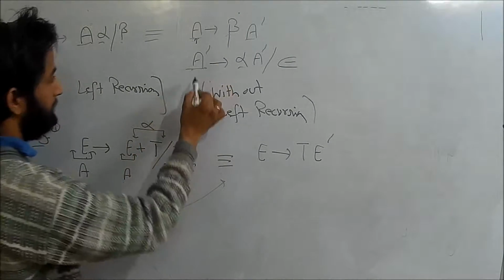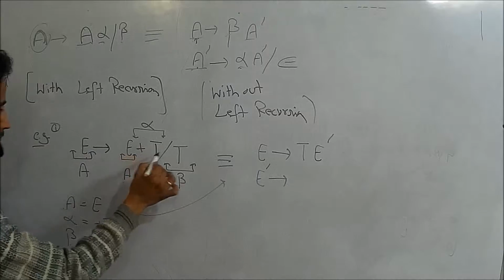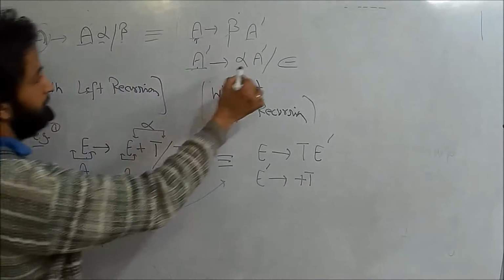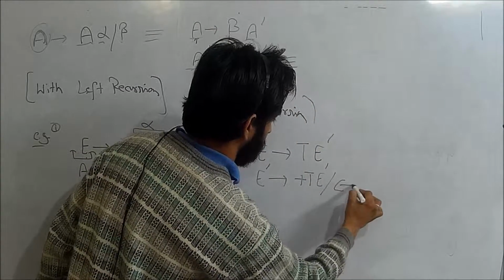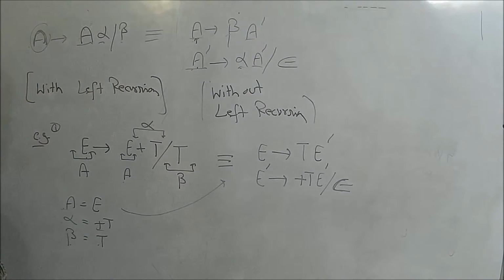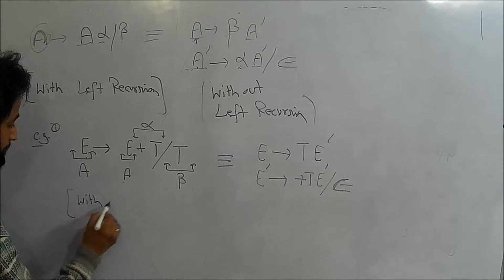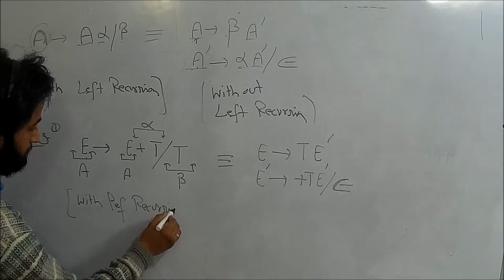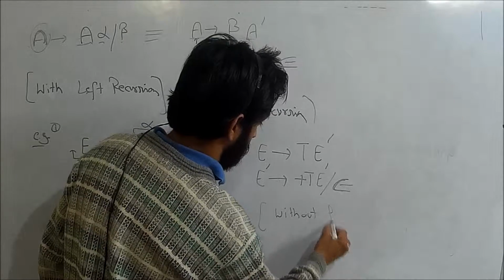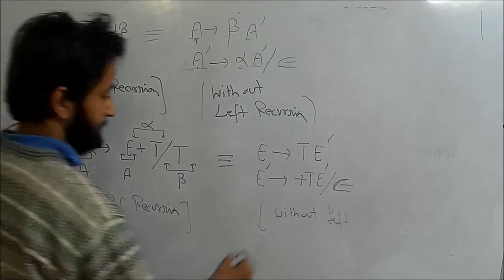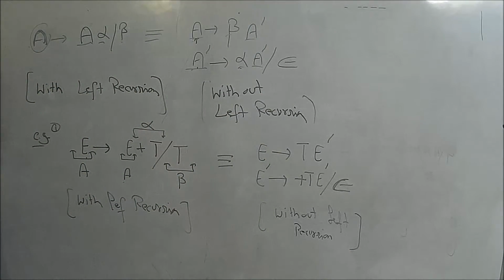Now come to A dash, which is E dash, derives alpha, which is plus T, then A dash, which is E dash, and now we add epsilon too. So this grammar is with left recursion, and this one is equivalent, the grammar without left recursion. Okay, so let us take one more example.